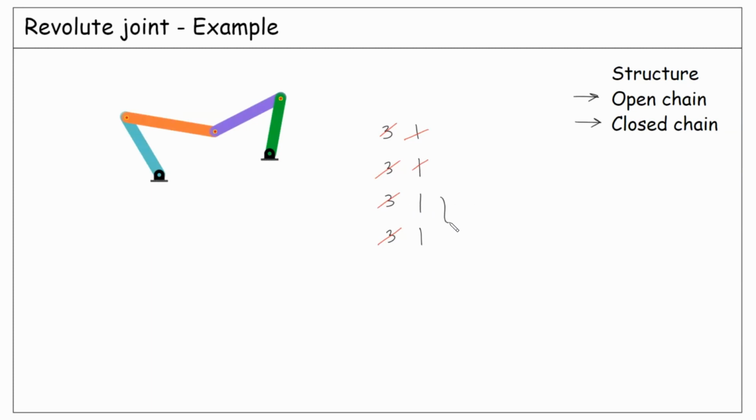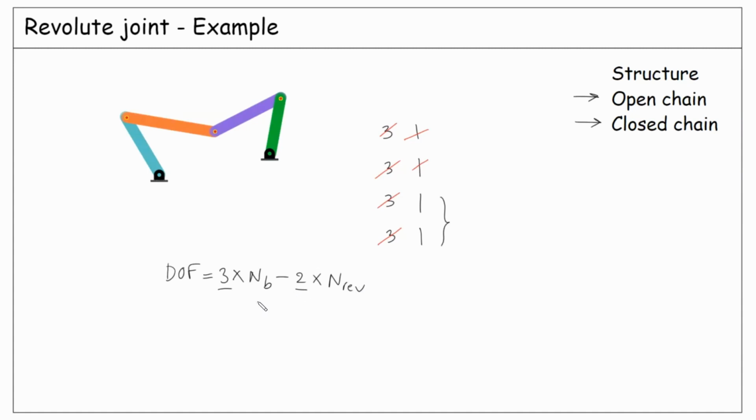Finally, we can derive a simple formulation and say that the degrees of freedom in this system is 3 times the number of bodies, just because each body brings 3 possible motions, minus 2 times the number of revolute joints, because every revolute joint takes 2 degrees of freedom.